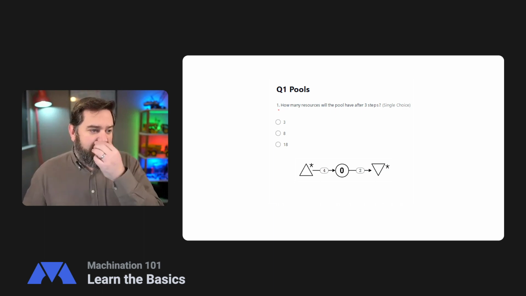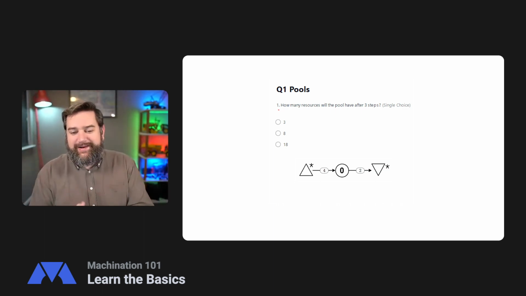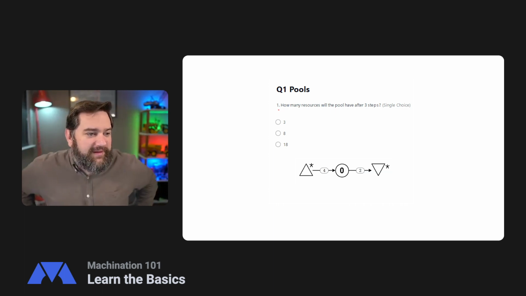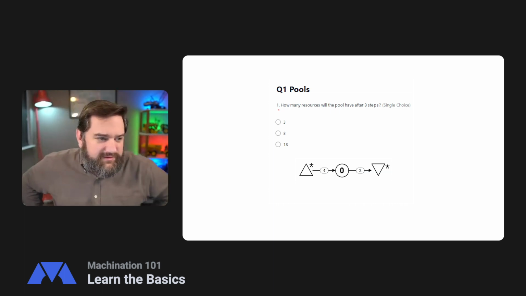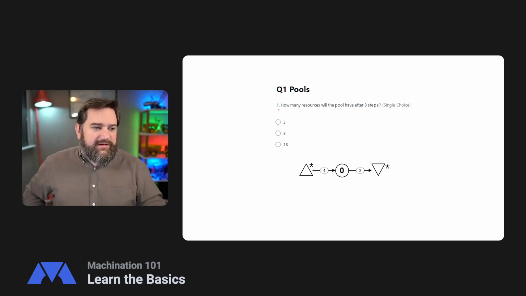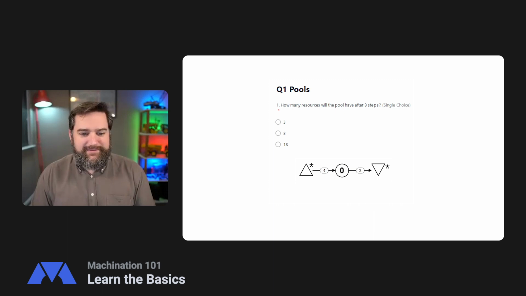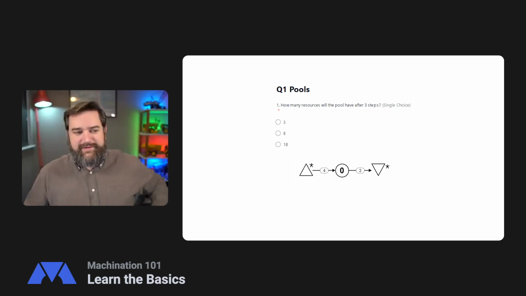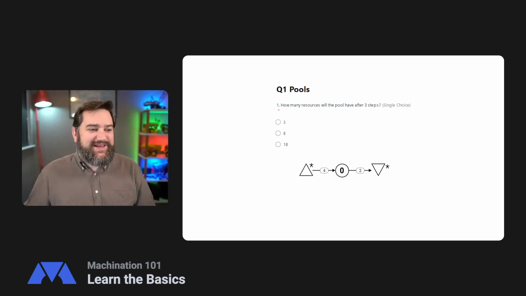Perfect. And I'm going to launch the poll. So have a quick think about it. Count it up on your fingers and your toes if you need to. How many resources do you think will be in this middle pool after 3 steps? Great. Lots of right answers coming in. I'll give you a few more seconds and then we'll play the simulation for 3 steps and show you what happens.